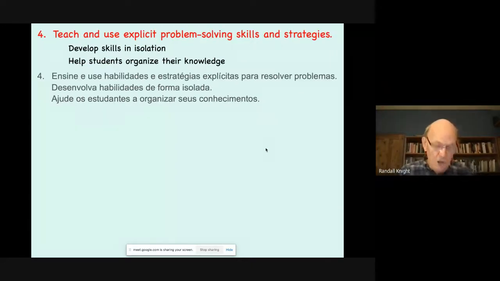Again, I noted, we could talk all day about problem solving, but develop the skills in isolation, help students organize their knowledge.